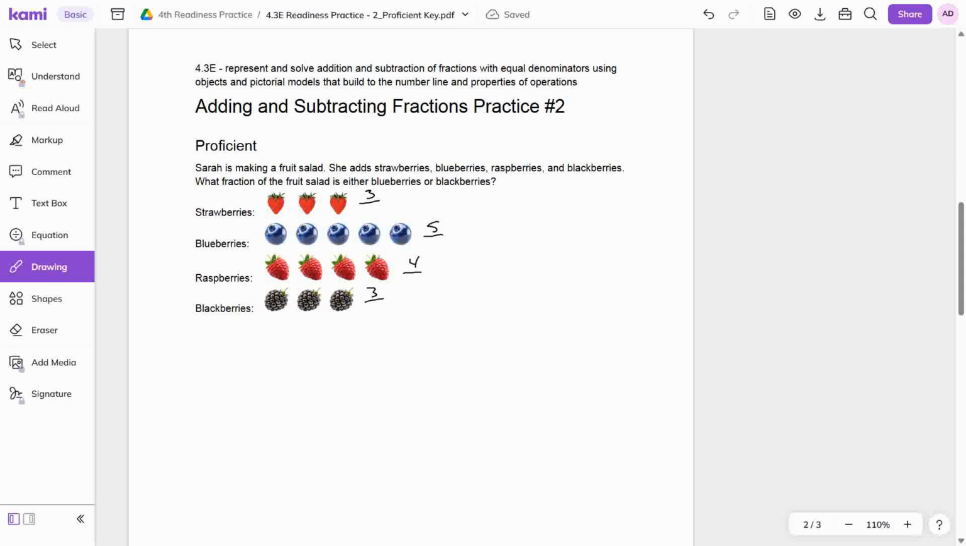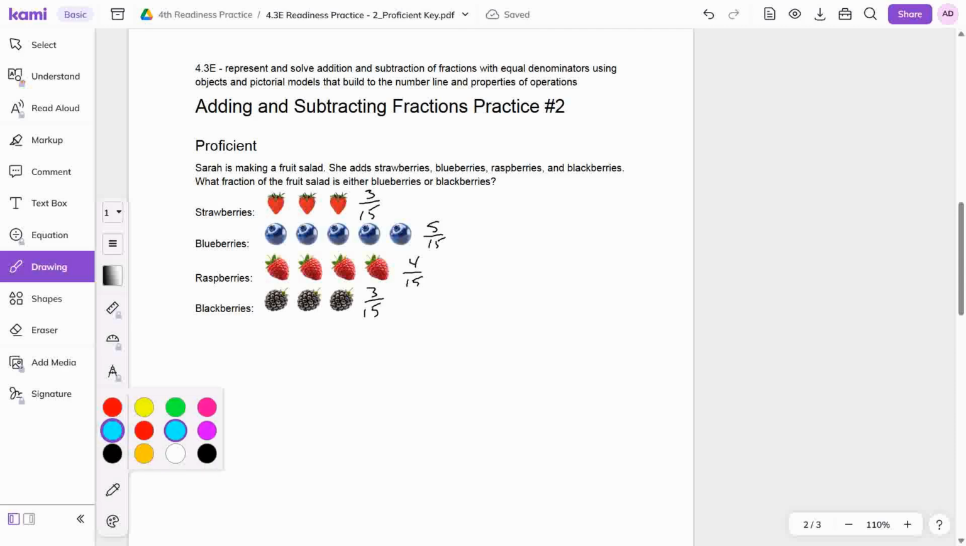But I don't have a denominator. So let's see how many total fruits we have. 1, 2, 3, 4, 5, 6, 7, 8, 9, 10, 11, 12, 13, 14, 15. All right, so if I've got 3/15, 5/15, 4/15, and 3/15, you add those up, you get that whole 15/15. Now I'm looking specifically for my blueberries or blackberries. Let's change our colors there. My blueberries is going to be 5/15.